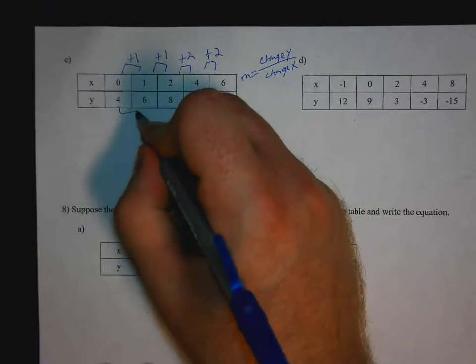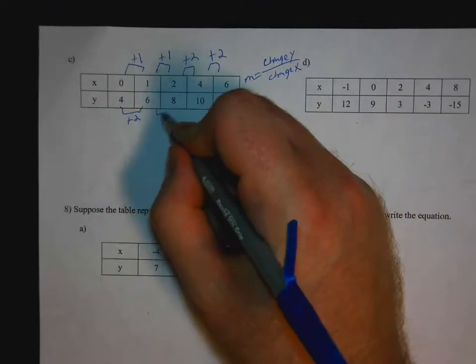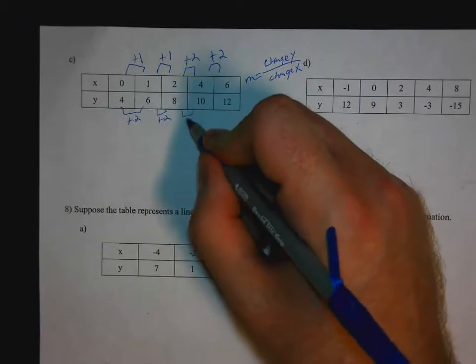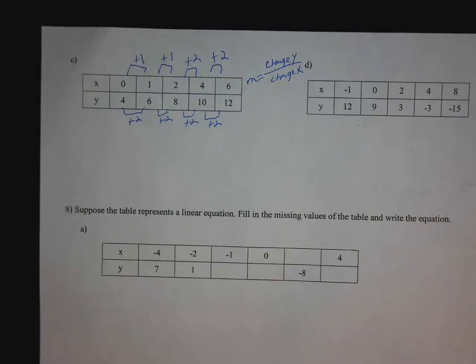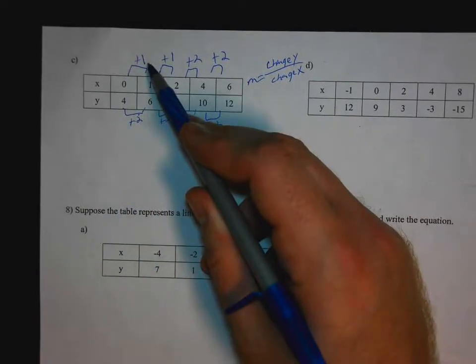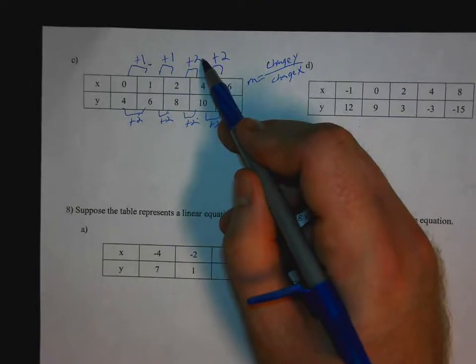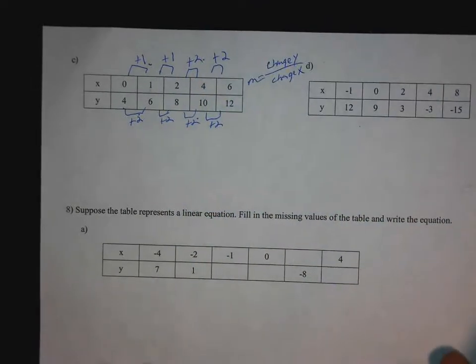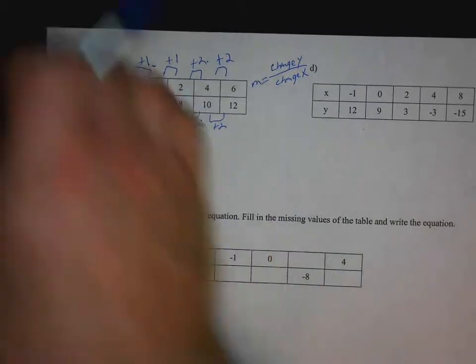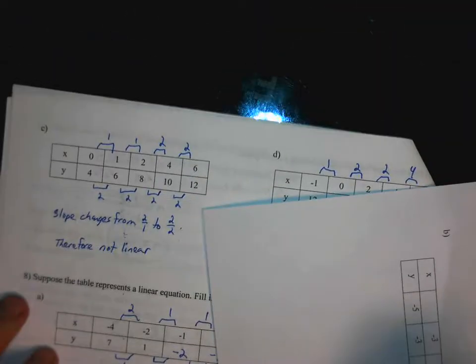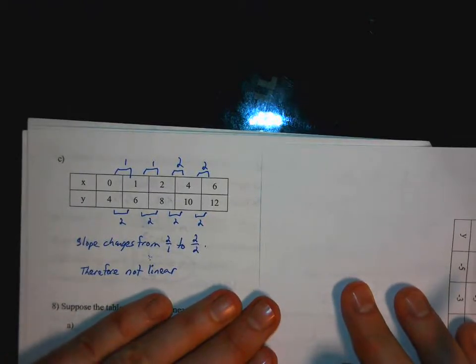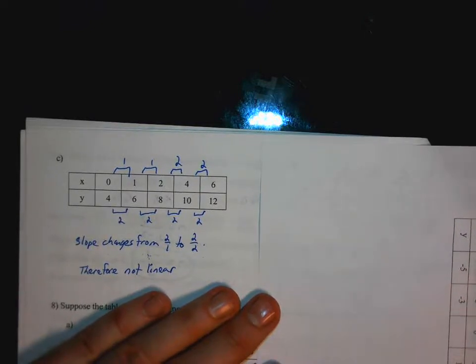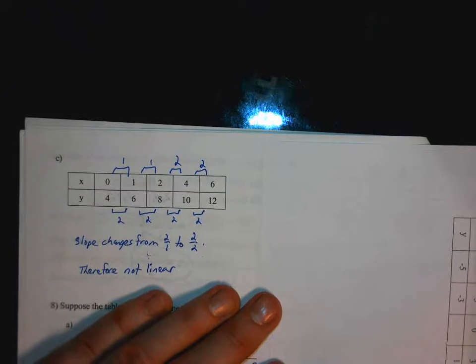If we look at the y changes, from 4 to 6 we add 2, from 6 to 8 we add 2, from 8 to 10 we add 2, from 10 to 12 we add 2. So now when we're looking at that, the slope changes from 2 over 1 to 2 over 2. So they do not reduce to the same thing, so not linear. Okay, so here, just for the sake of time, the slope changes from 2 over 1 to 2 over 2, so therefore not linear. Okay, so if it's not linear, we can't write the equation. Okay, so we're done with that question.